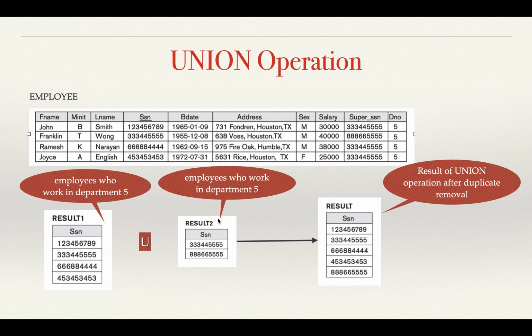So you will get the employee who, sorry, here you can see a typo, the employee who supervises the particular employee, okay? And the result is a union of these two. So you will get the result of the union operation after duplicate removal as this, okay? So this is how the union operation is performed on a relation.